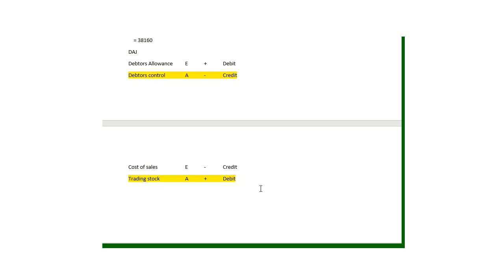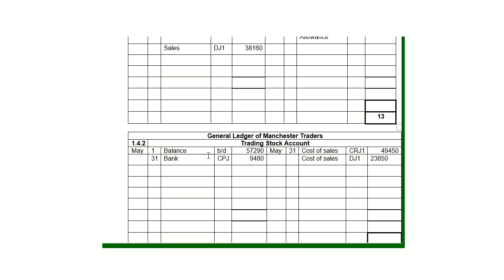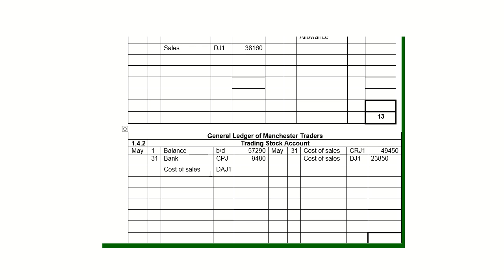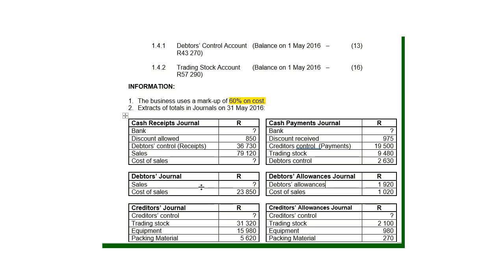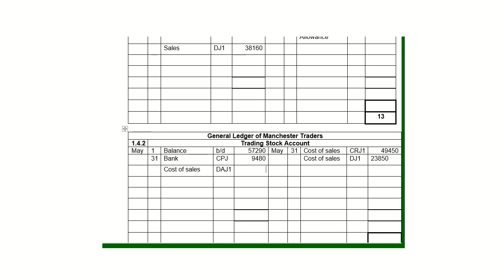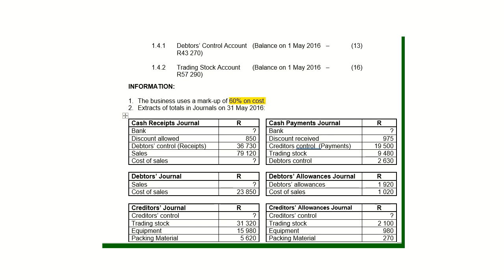of sales. I'm going to debit trading stock. So go to trading stock on the debit side. Opposite account, cost of sales, coming from my DAJ, and the amount, cost of sales, 1020. So I've done the DAJ.